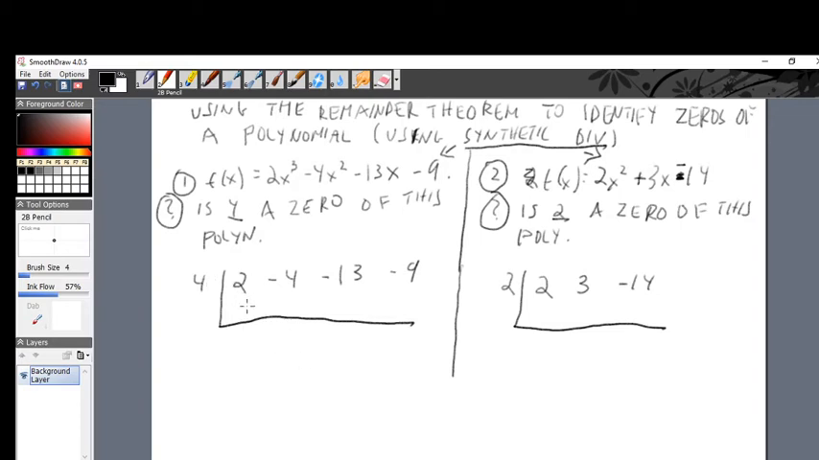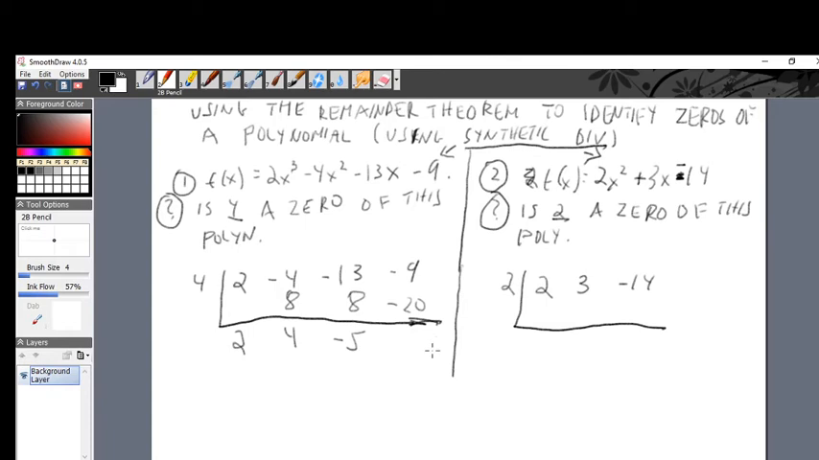Okay, let's start with this over here on the left side. Bring down the 2. 4 times 2 is 8. Negative 4 and 8 is 4. 2 times 4 is 8. Negative 13 and 8 is negative 5. 4 times negative 5 is negative 20. And what do we get at the end of the day? We get something big. What we get is a negative 29, correct?